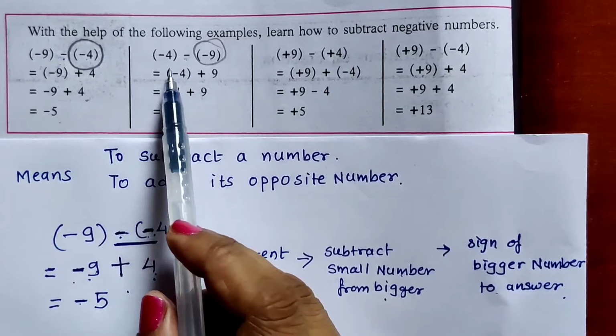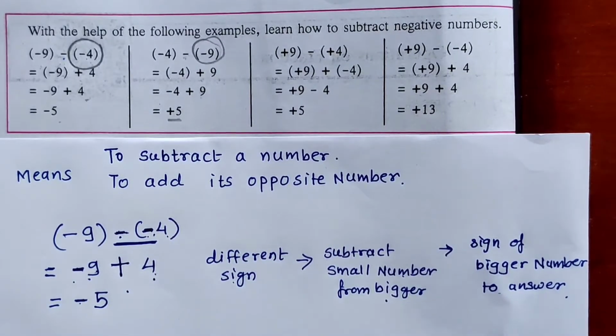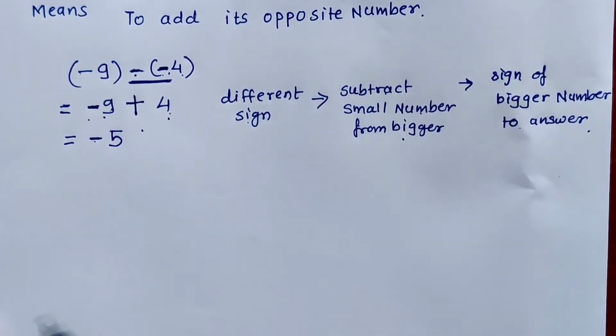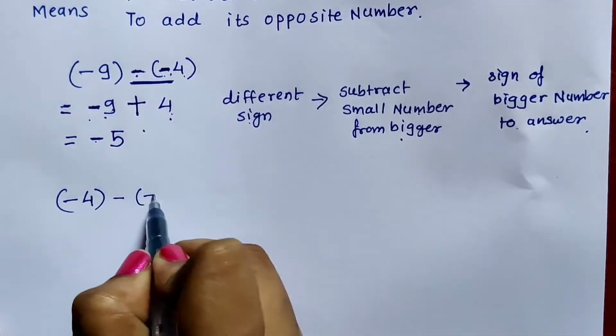Now let us see the second sum also; we will solve it in this way. It is minus 4 minus (minus 9). I will be showing here, minus 4 minus (minus 9).